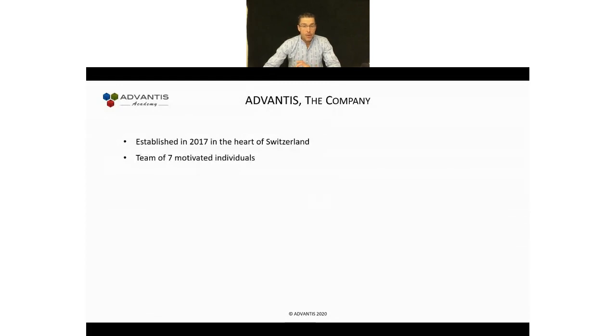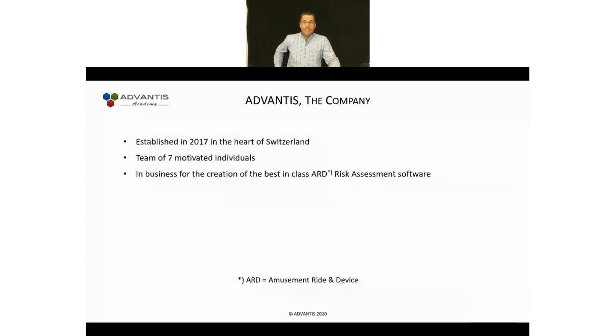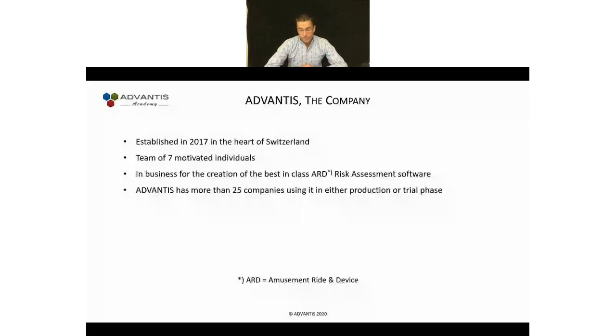We are by now a team of 7 motivated individuals across the world, primarily in Switzerland and Vietnam. What we're in business for: best in class amusement ride and device risk assessment software. That's what we're trying to accomplish. This is our vision. By now we have more than 25 companies using it either in production or in a trial phase. So more and more we're spreading the brand and our customer base, which obviously at some point helps everybody. The more companies use the tool, the more companies speak the same language. So that's it for the company.